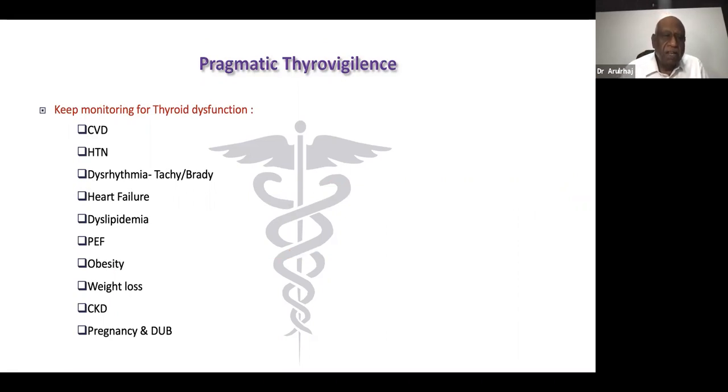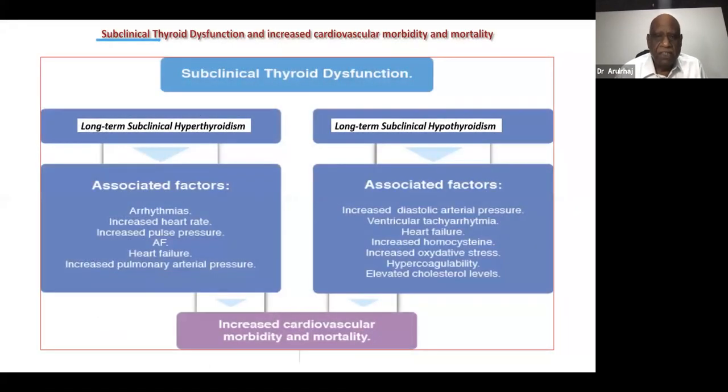Any cardiovascular disease, hypertension, dysrhythmia, tachycardia, heart failure, dyslipidemia, pericardial effusion, obesity, weight loss, chronic kidney disease, pregnancy, dysfunctional uterine bleeding. It is not restricted to medicine and cardiology; it applies to every disease, every system of internal medicine. Therefore, we should be very clear when we need to look for thyroid deficiency or excess.